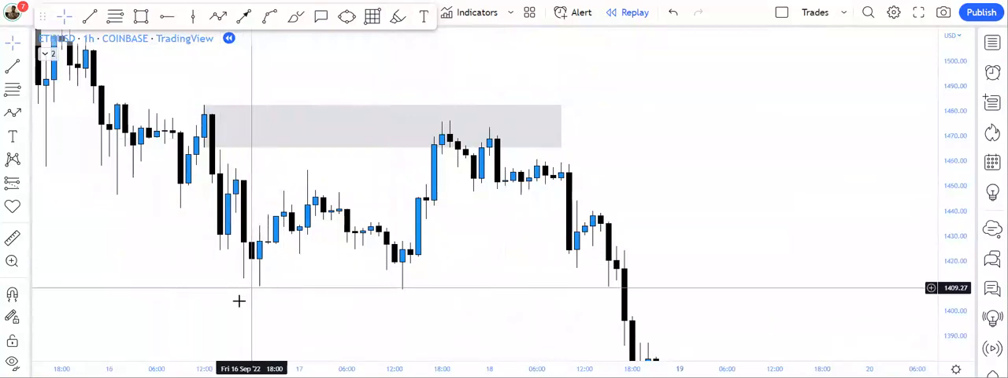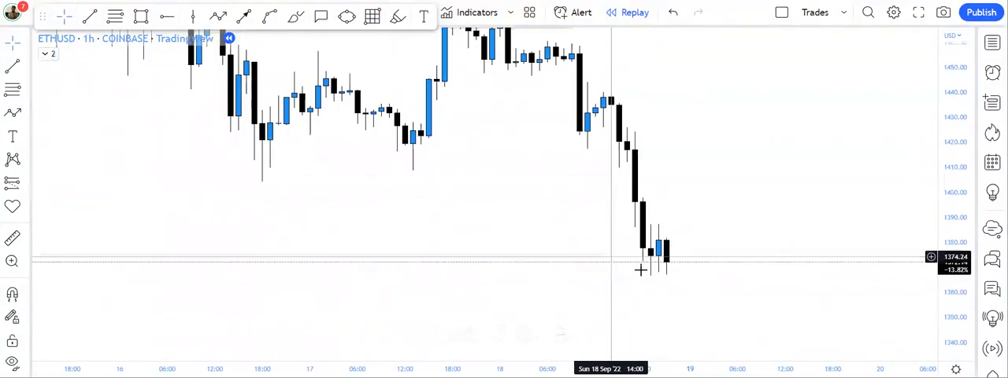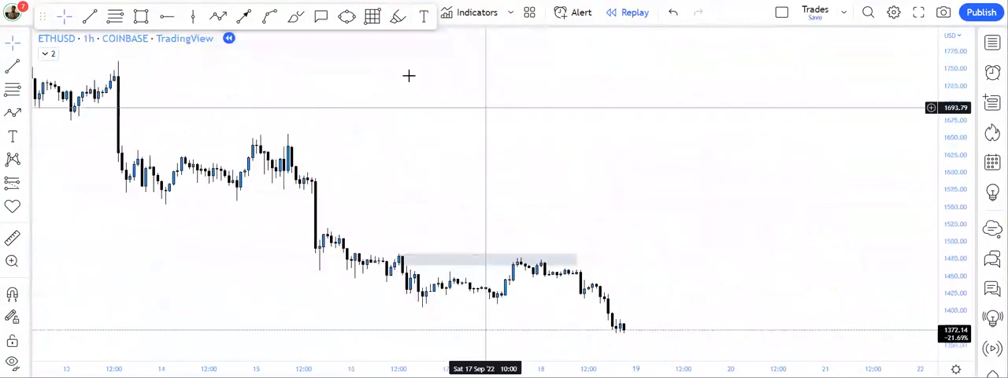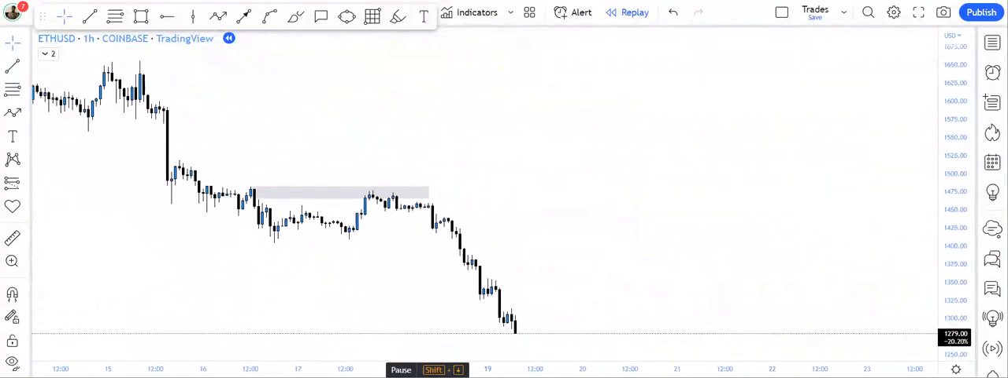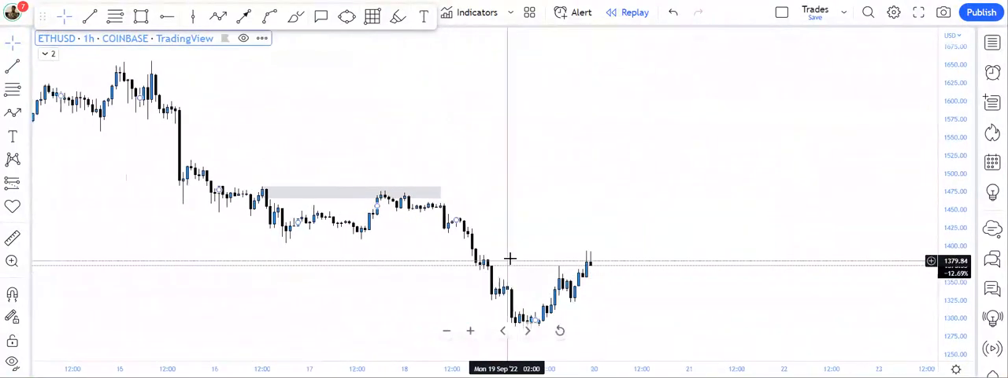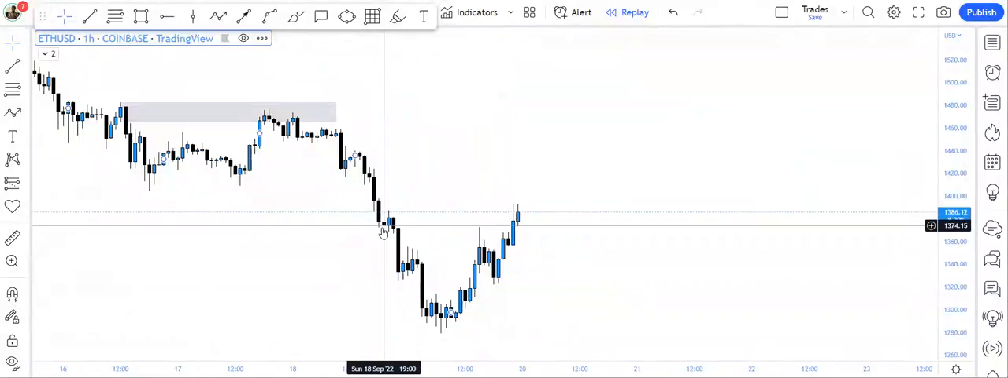As you can see, simple as that. Hit the supply zone, go towards the downside, hunting this low. Wait for the next one now. Just look at how price is moving right now.